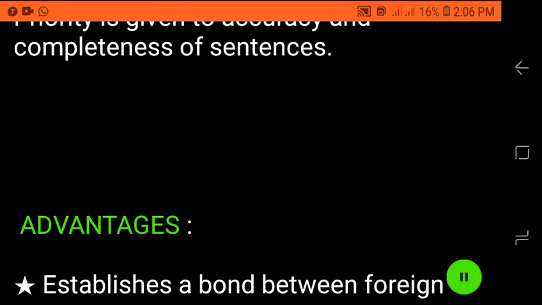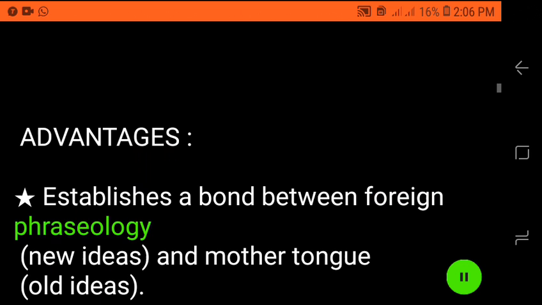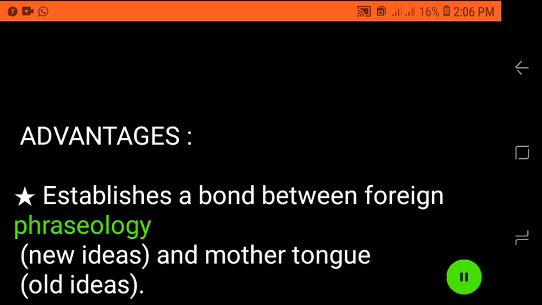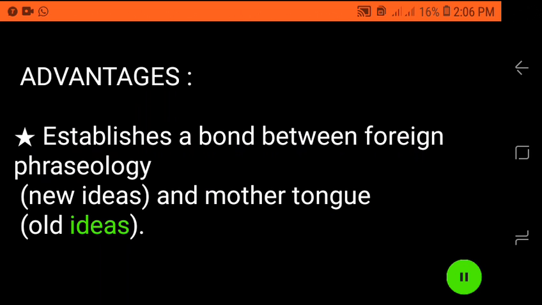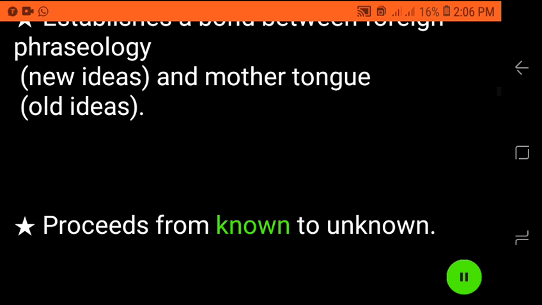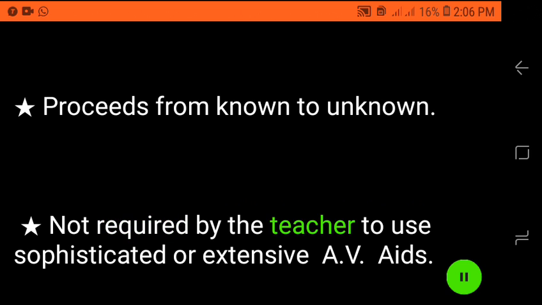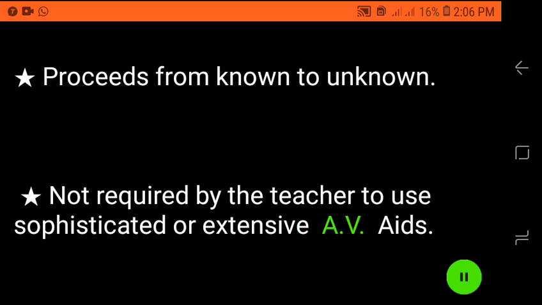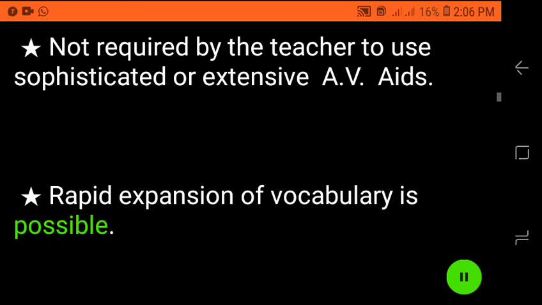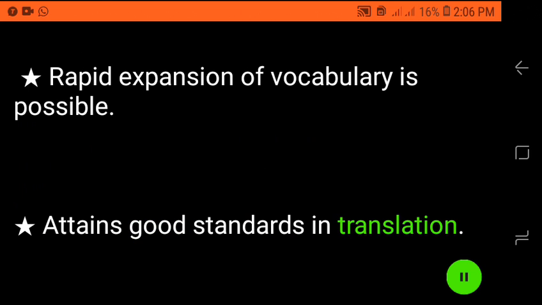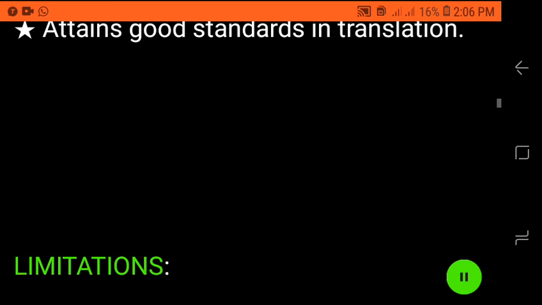Advantages. Establishes a bond between foreign phraseology, new ideas, and mother tongue. Old ideas. Proceeds from known to unknown. Not required by the teacher to use sophisticated or extensive AV aids. Rapid expansion of vocabulary is possible. Attains good standards in translation.